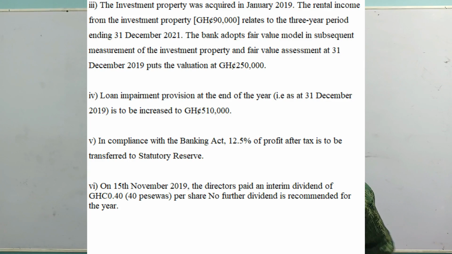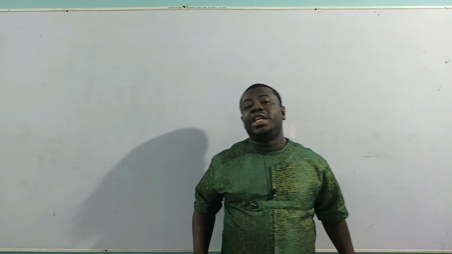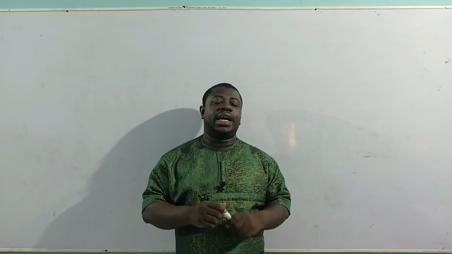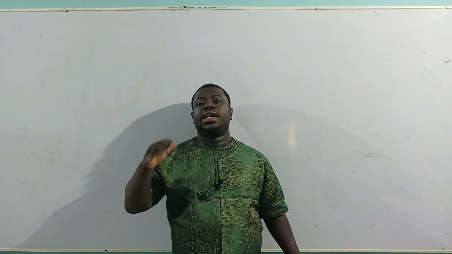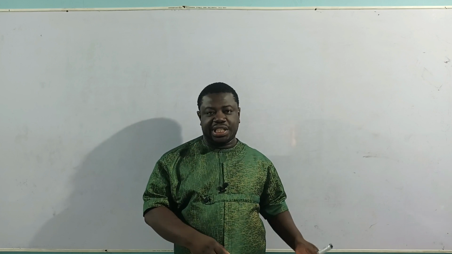Now the next one is on the investment property, III. The investment property was acquired in January 2019. The rental income from the investment property, 90,000, relates to the 3-year period ending 31st December 2021. The bank adopts the fair value model in subsequent measurement of the investment property, and the fair value assessment at 31st December 2019 puts the valuation at 250,000. So we have already discussed that in the previous video. We are saying that the 90,000 is the rental income, which I said is not part of operating income.